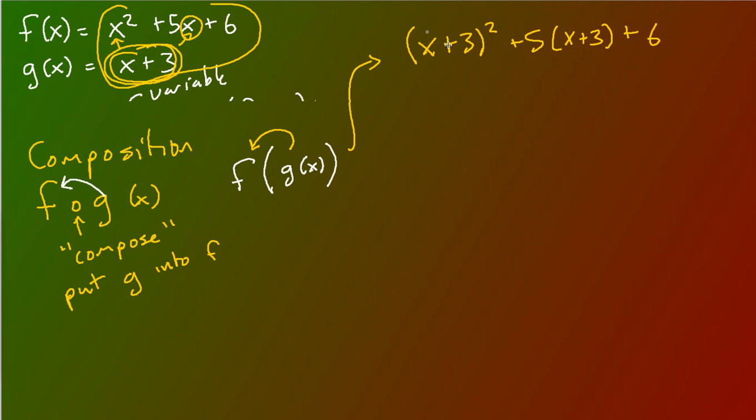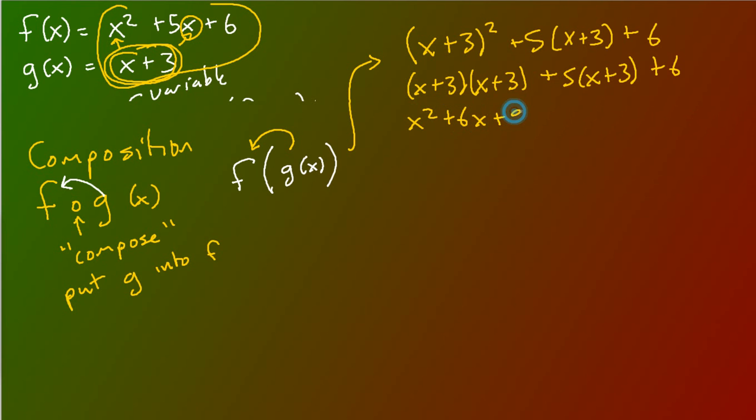Now, this squared doesn't mean distribute. I don't distribute exponents. But this is what a squared means, something times itself. And now I go through and try to simplify this. So I multiply this out, and I distribute that 5, and then I combine my like terms.